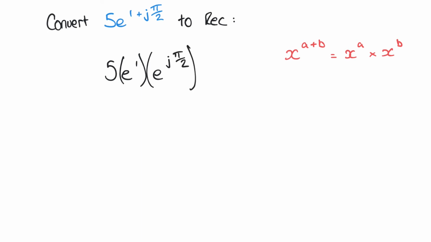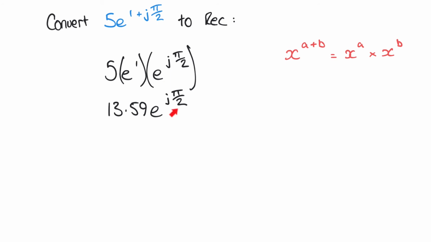Now, remember that e is just a constant, and e to the 1 is equal to e. So really we can evaluate 5e to the 1 as just a constant, and 5e to the 1 comes out as 13.59. So we have 13.59 e to the j pi over 2.